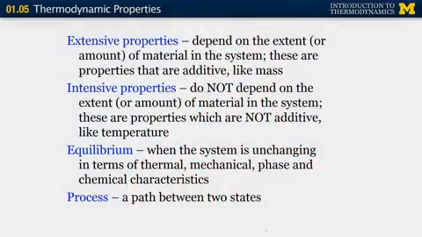Phase is with respect to phase change, so solid, liquid, vapor, things like that. Chemical means there's no spontaneous chemical reaction occurring in the system. It's chemically equilibrated. There's no change in the composition. And a process is the path that connects between different states, between two states in particular.